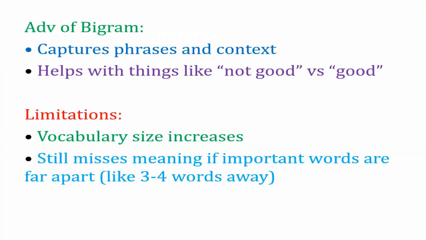So before we move to trigram, here are some advantages of using bigram. It captures phrases and context. I'm sure you must be knowing this, right? It helps with things like "not good" versus "good". Here are some limitations of bigram. Vocabulary size increases and it still misses meaning if important words are far apart, like 3 or 4 words away. Now let's move to trigram, where we are taking 3 words at a time to form a trigram.